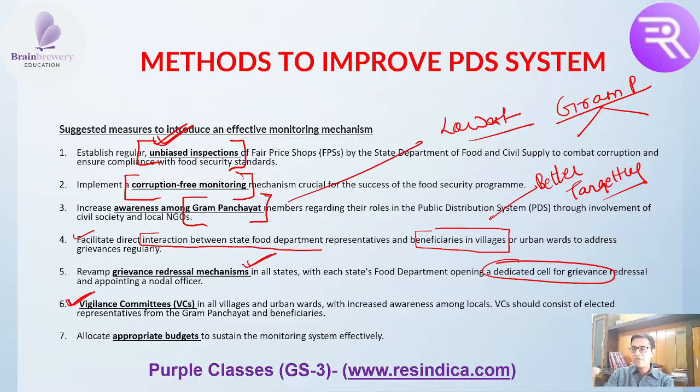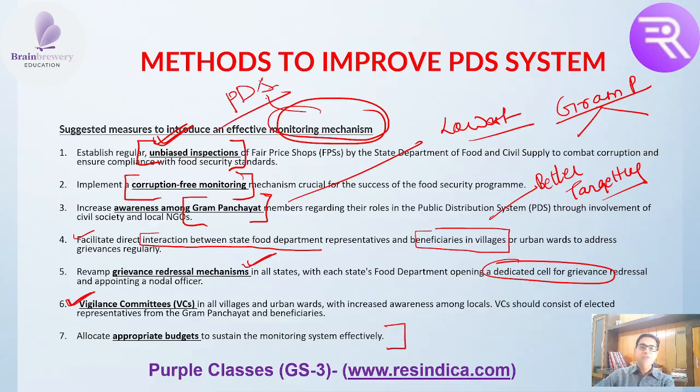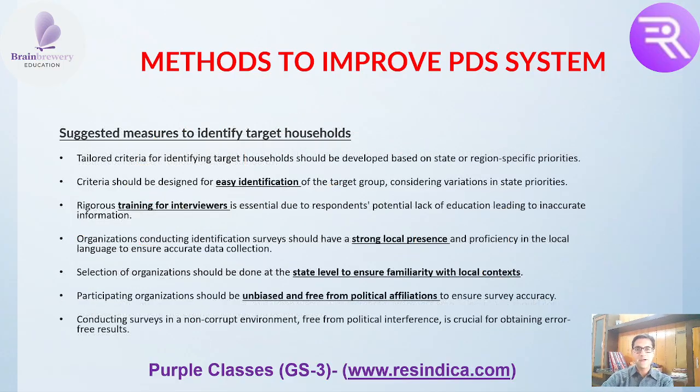If there is any kind of deviation happening during transportation, or any issue happening at the fair price shop level, the vigilance committee has to be very strong, and they should have the powers to deal with that. Okay, then allocate appropriate budget to sustain the monitoring system. That means for all the monitoring of this PDS system, you need to allocate a certain amount of budget, so this whole monitoring mechanism should work properly.